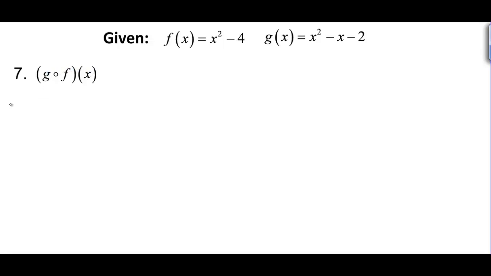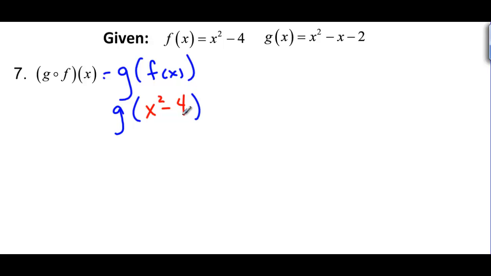G of f of x. What that means is I'm going to take the g function and input the f function into it. G of f of x. That's how we read this. So what does that mean? It means I have the g function, and I'm going to input the f function. Well, what is the f function? F of x is x squared minus 4, so I'm going to write x squared minus 4.